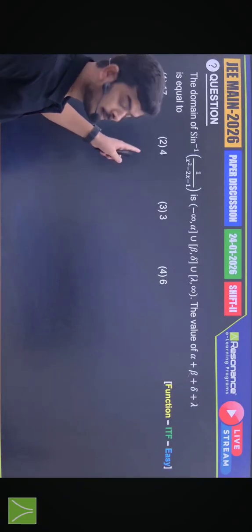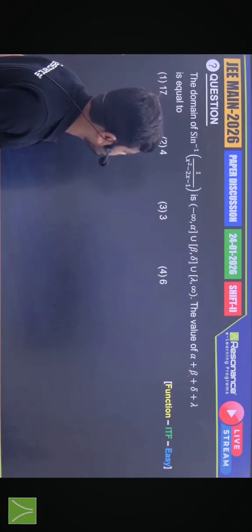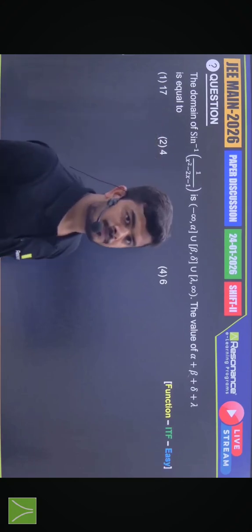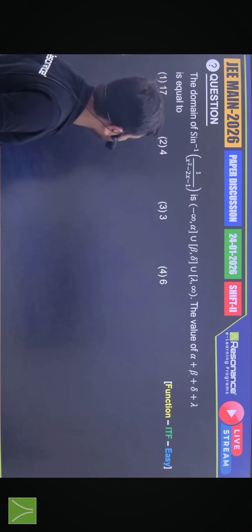This is from functions, part of ITF. This is also one of the easy questions. You have to find the domain of sine inverse of 1 by x square minus 2x minus 1.